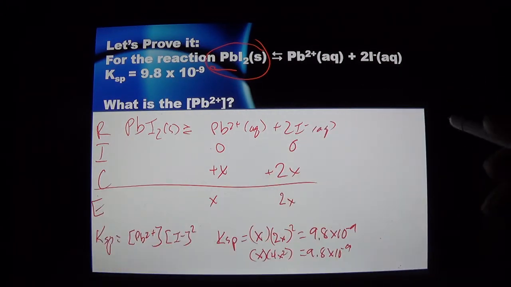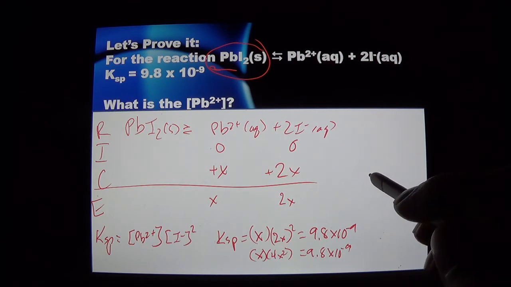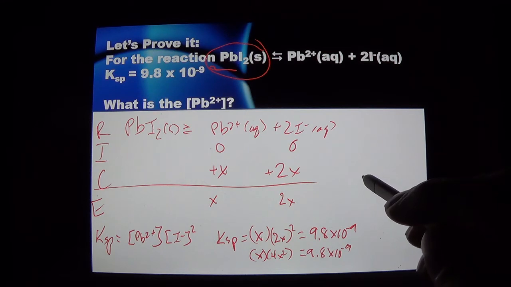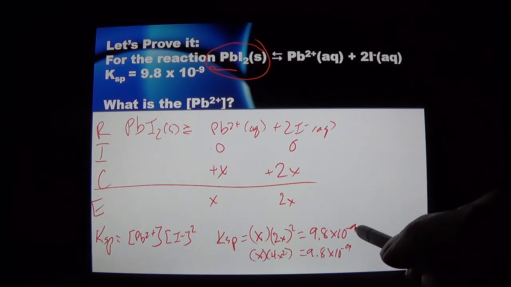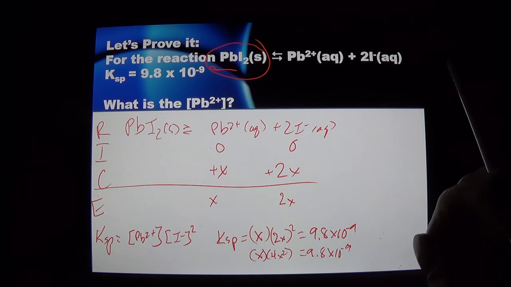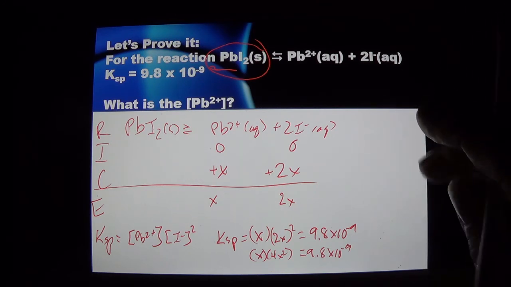You're going to like Ksp. They're going to be faster. They're going to be simpler. Until we talk about the common ion effect. Ooh, just made you scared, didn't I? It's not that big a deal. It's just one more step to everything that we already do.